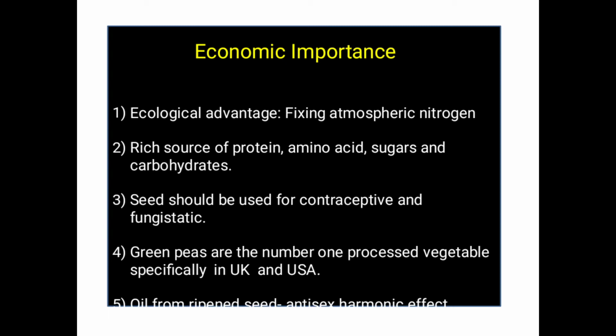Then oil from ripened seeds has an anti-sex hormonic effect. These are the economic importance of pea. It helps to fix atmospheric nitrogen, it is a rich source of protein, amino acid, sugar, and carbohydrate. Also, seeds are used for contraceptive and fungistatic purposes. Then it is used for processed vegetables, canned products, and oil with anti-sex hormonic effect.